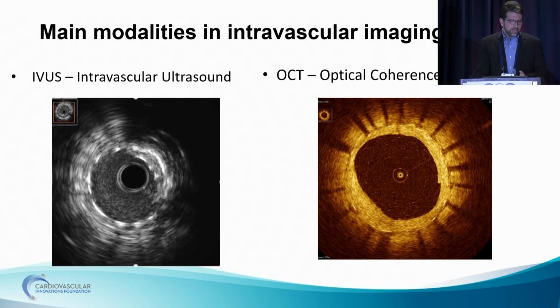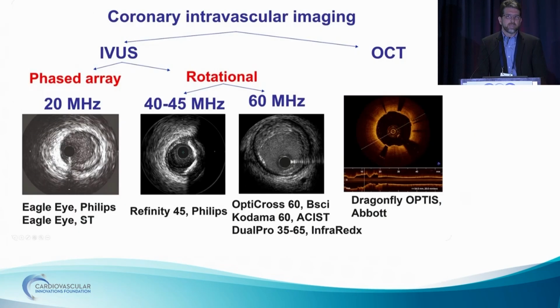So here we can see the main modalities that we use, the IVUS and the OCT. For those who don't know, the left one is the IVUS, the right one is the OCT, and the OCT has much more definition, much more resolution than the left one. So now we have the high definition IVUS that we've been using with more details, so we can have more resolution. But OCT has around 10 times more resolution than IVUS.